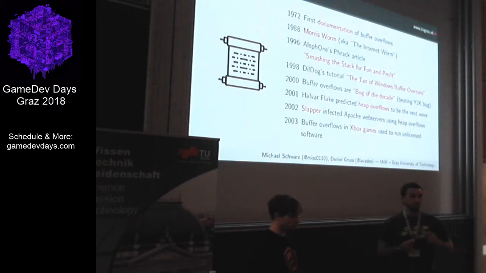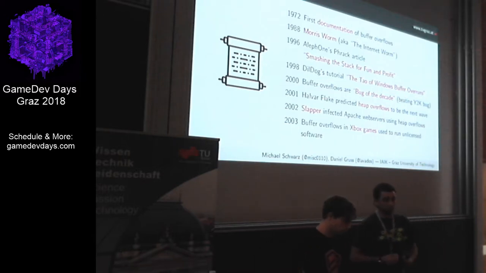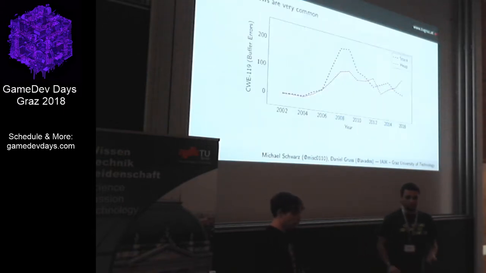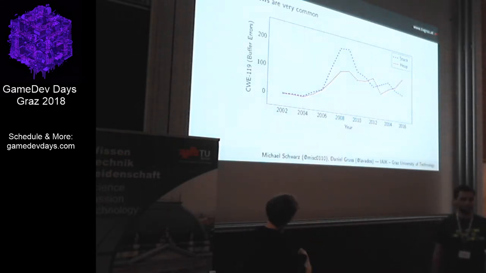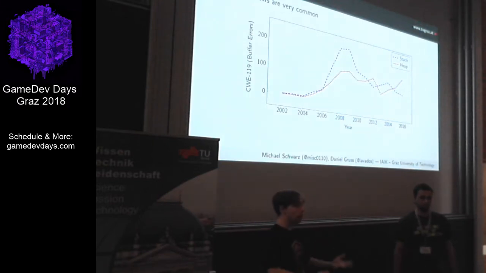And then finally, in 2003, to get back to the connection with video games, it was exploited in the Xbox game, the James Bond game, to run unlicensed software. So we can do something useful with that. If you look at the CWE class of buffer errors, buffer overflows and other errors in this field, you see that we had a steep increase in the early 2000s, or around the mid 2000s. And then stack buffer overflows became less of a problem because compilers got better and better. More modern compilers have countermeasures integrated into them, but heap overflows still are a problem today.